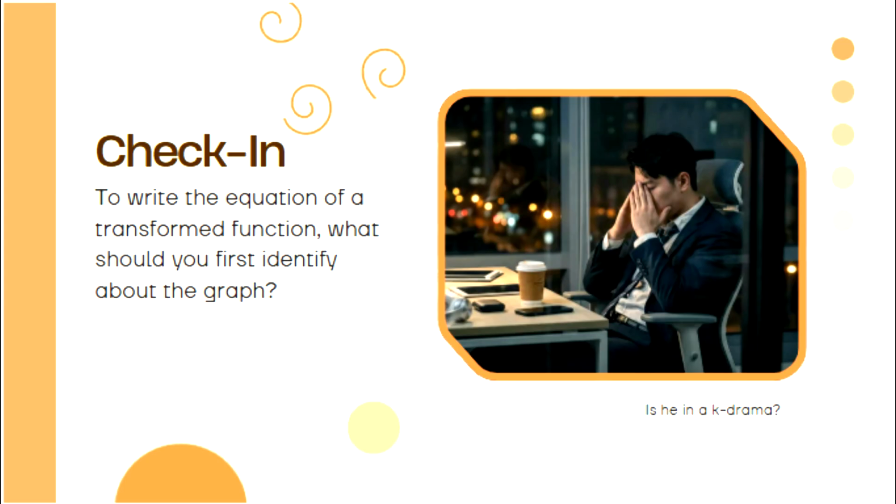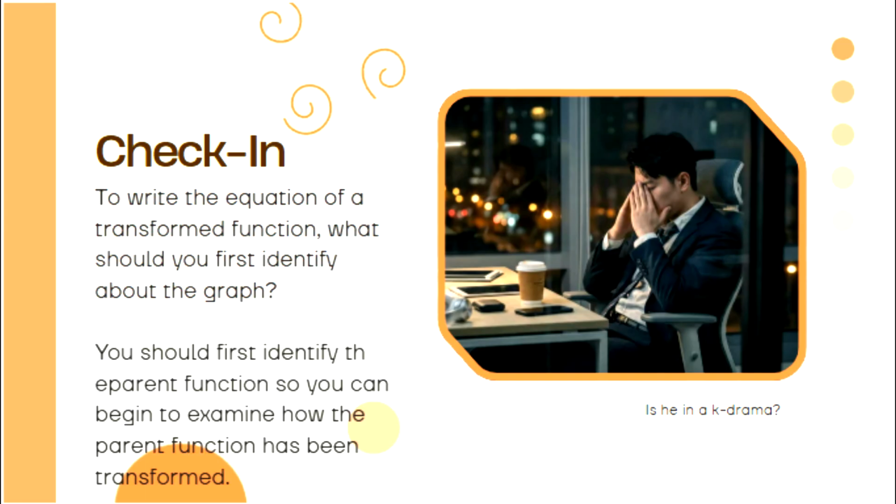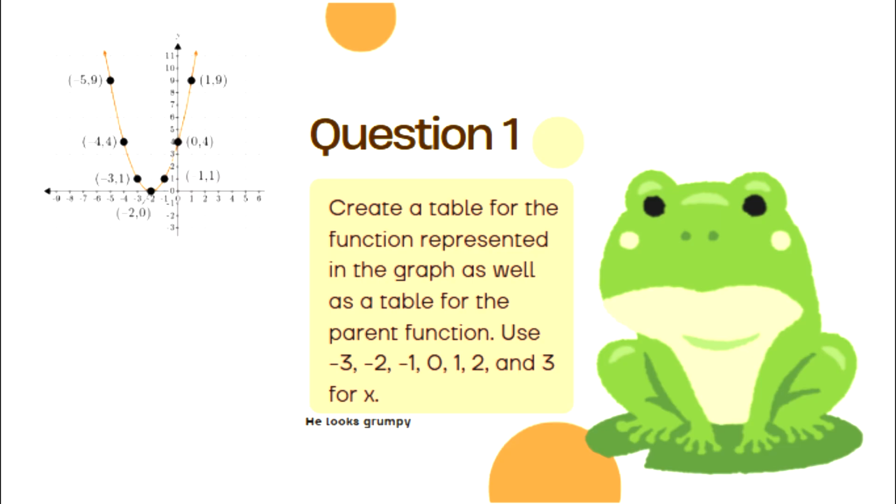Check in. To write the equation of a transformed function, what should you first identify about the graph? You should first identify the parent function so that you can begin to examine how the parent function has been translated. So step number 1 is always the parent function. Here's question 1. It's your turn.